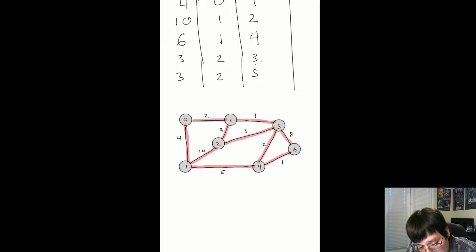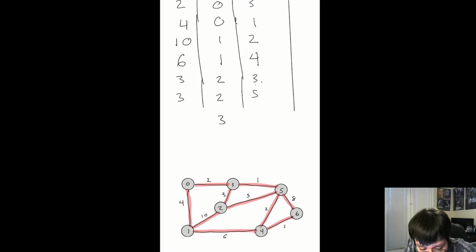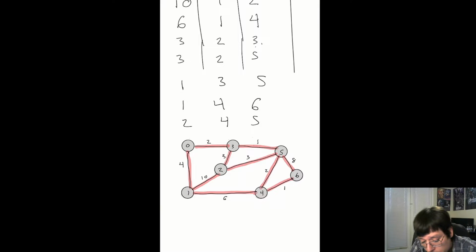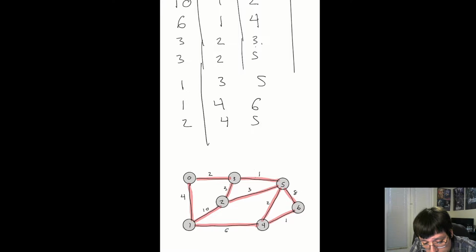Okay, moving on, we have vertex 3. Vertex 3 has one edge going from 3 to 5 with a weight of 1. And then it has edges going from 0 and 2, which we already did, so we don't have to worry about those. Vertex 4 has an edge going from 4 to 6 with a weight of 1, and from 4 to 5 with a weight of 2. There is also an edge going from 4 to 1 with a weight of 6, but we already have that in our list, so we would not include it again.